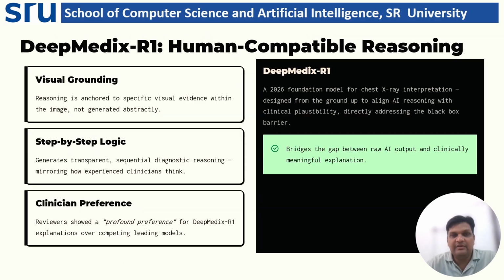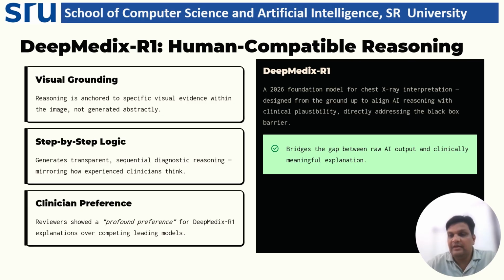DeepMedix-R1: human compatible reasoning. Visual grounding: reasoning is anchored to specific visual evidence within the image, not generated abstractly. Step-by-step logic: generates transparent sequential diagnostic reasoning, mirroring how experienced clinicians think. Clinicians' preference: reviewers show profound preference for DeepMedix-R1 explanations over competing leading models.